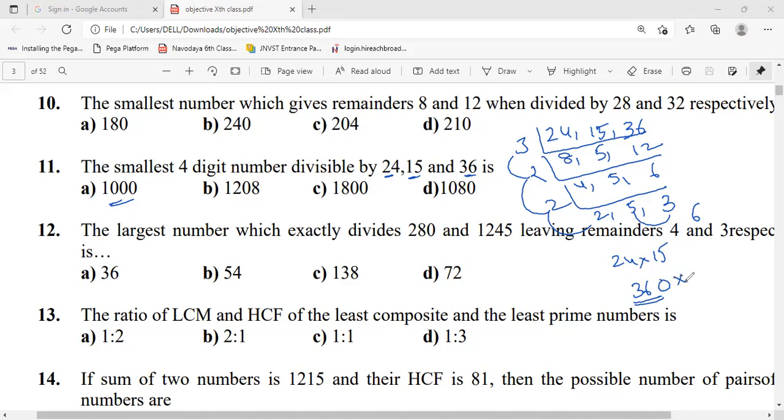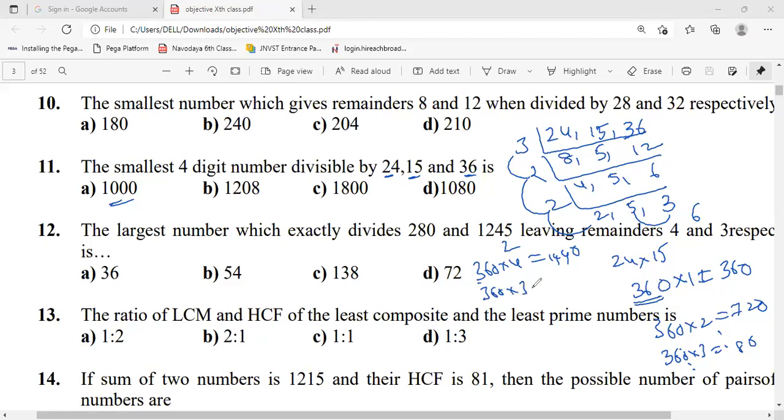Then you write 360 into 1, you will get 360. 360 into 2, you will get 720. Like this, you go on varying. 360 into 4 you will get 1440. Then 360 into 3 will get 1080. This is our smallest number.